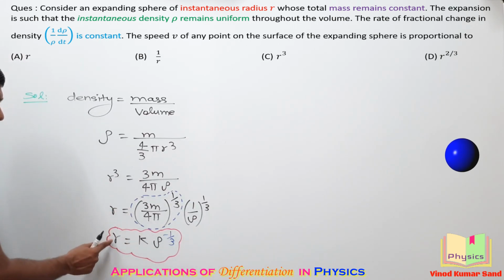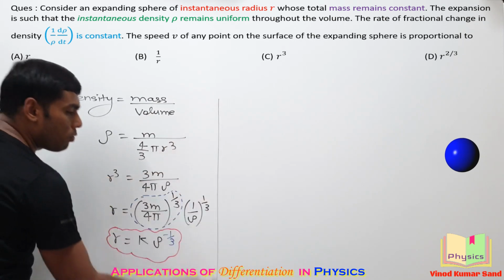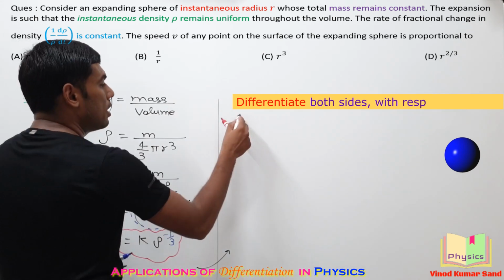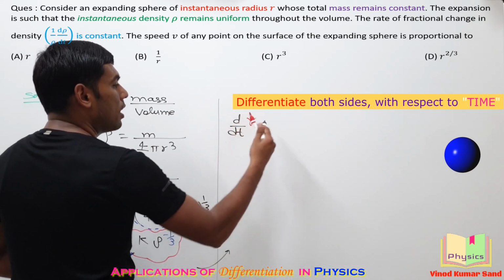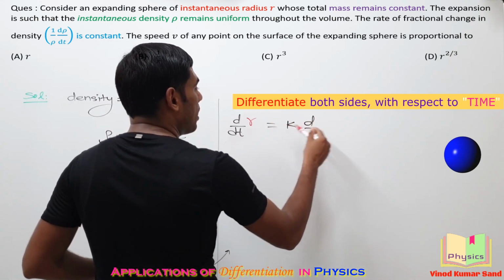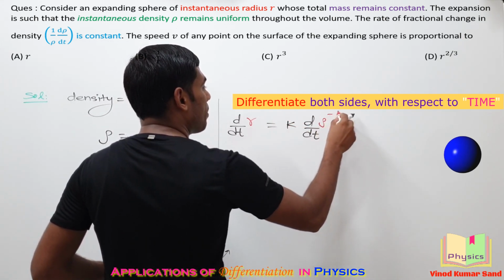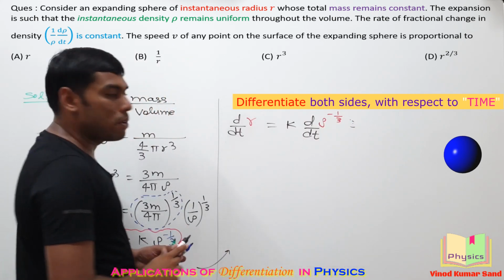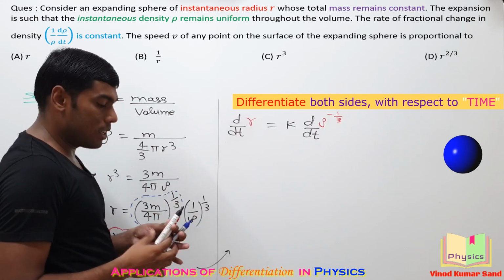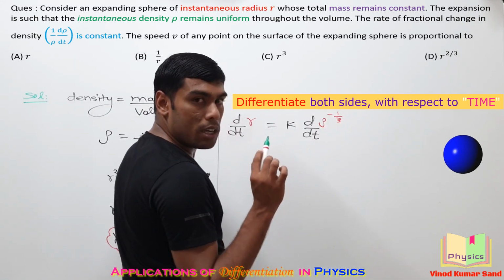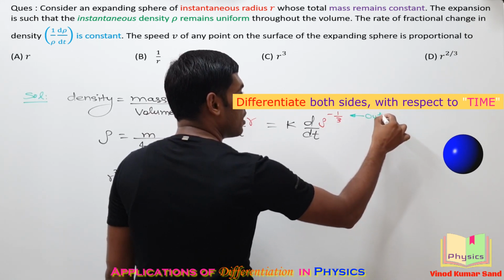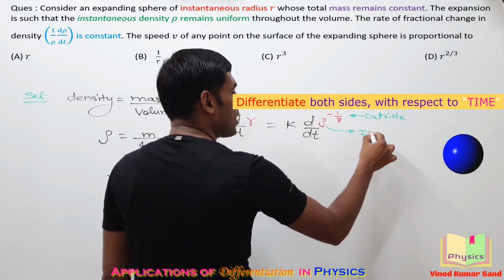Now the radius is changing with respect to time. So we will differentiate the things with respect to time. d by dt of R, the constant is taken outside of the differentiation. d by dt of rho to power minus 1 by 3. How you will simplify this differentiation? It will be solved using the outside inside rule. Can you recognize which is outside function, which is inside function? This power is the outside and this rho is the inside.